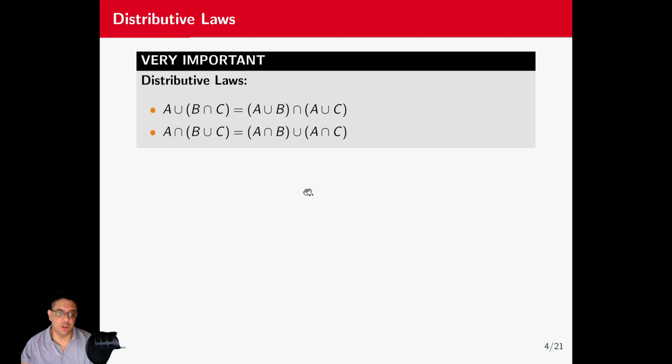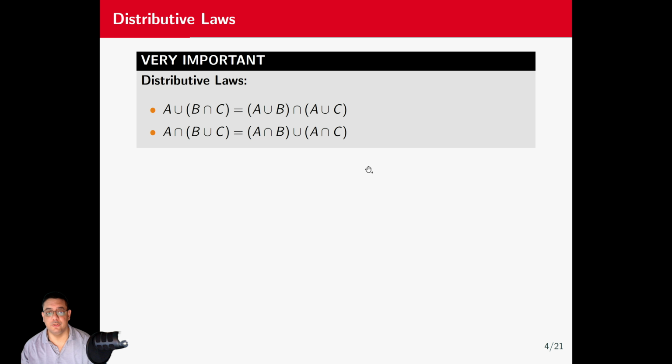Now, we also have distributive laws, and these do change a little bit. These are some of the ones we need to pay attention to. If we're distributing a union over an intersection, we get the union of the first set with the second set, intersected with the first set union the third set. Similarly, if we distribute the intersection, A intersected with B union C, we get A intersected with B, union A intersected with C.